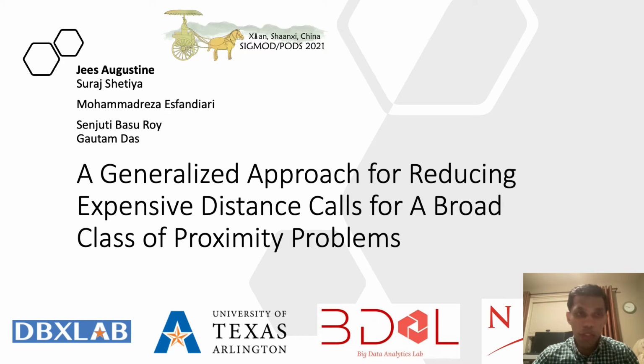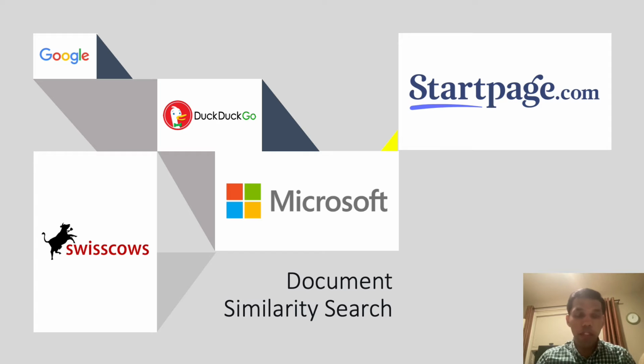The title for the talk is A Generalized Approach for Reducing Expensive Distance Calls for a Broad Class of Proximity Problems. There are numerous companies, the internet giants, who try to solve these proximity problems on a day-to-day basis. Companies like Google, Microsoft, DuckDuckGo, StartPage. These companies try to find objects or documents which are as close as possible to the query presented to them.